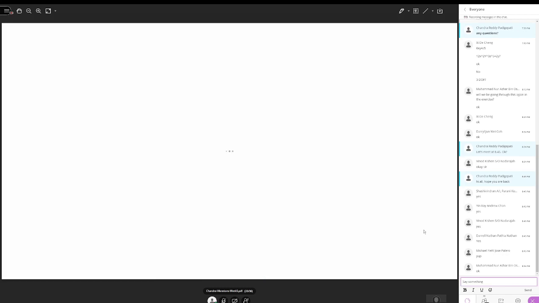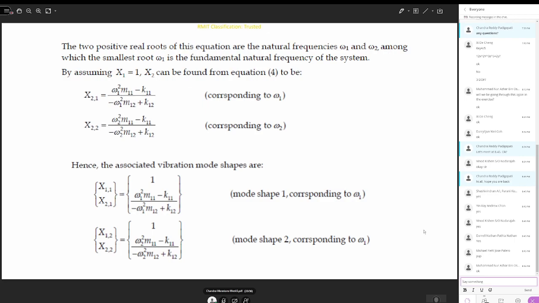So to solve the displacements, we always assume that the first displacement is 1. Then you can find the second displacement in terms of the first displacement. Okay, and in the earlier session, we have seen how to get the two frequencies, omega 1 and omega 2. So now depending on the frequencies, for frequency 1, you can get the displacement 2 by using this expression, and the displacement 2 you can get by this expression for omega 2, the second natural frequency.